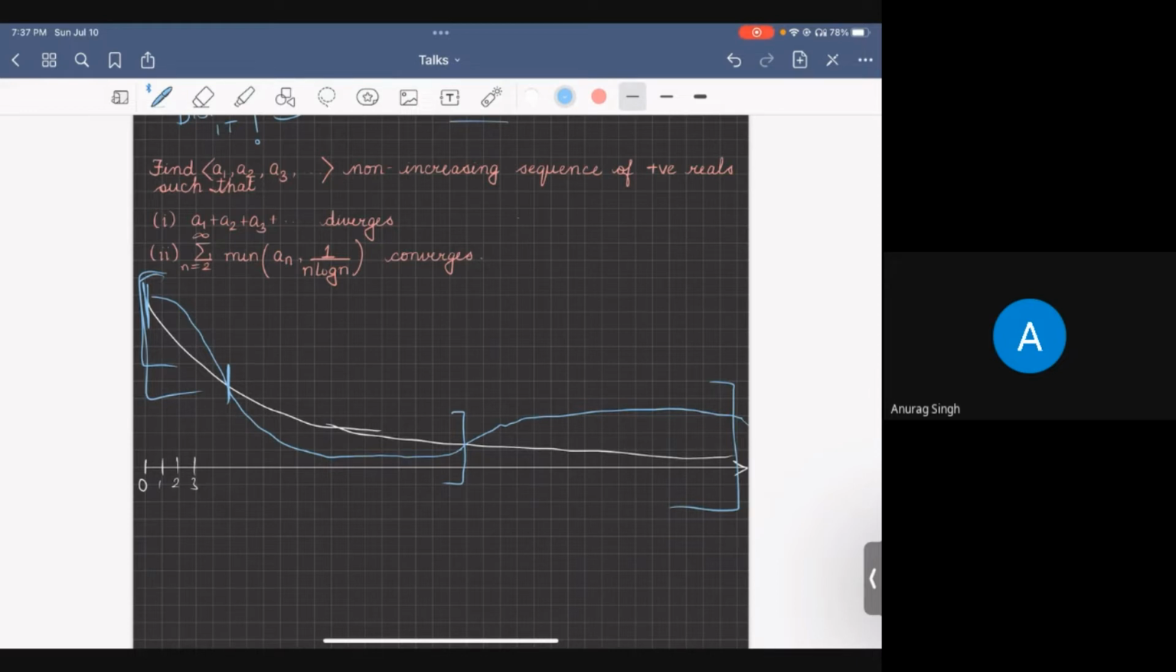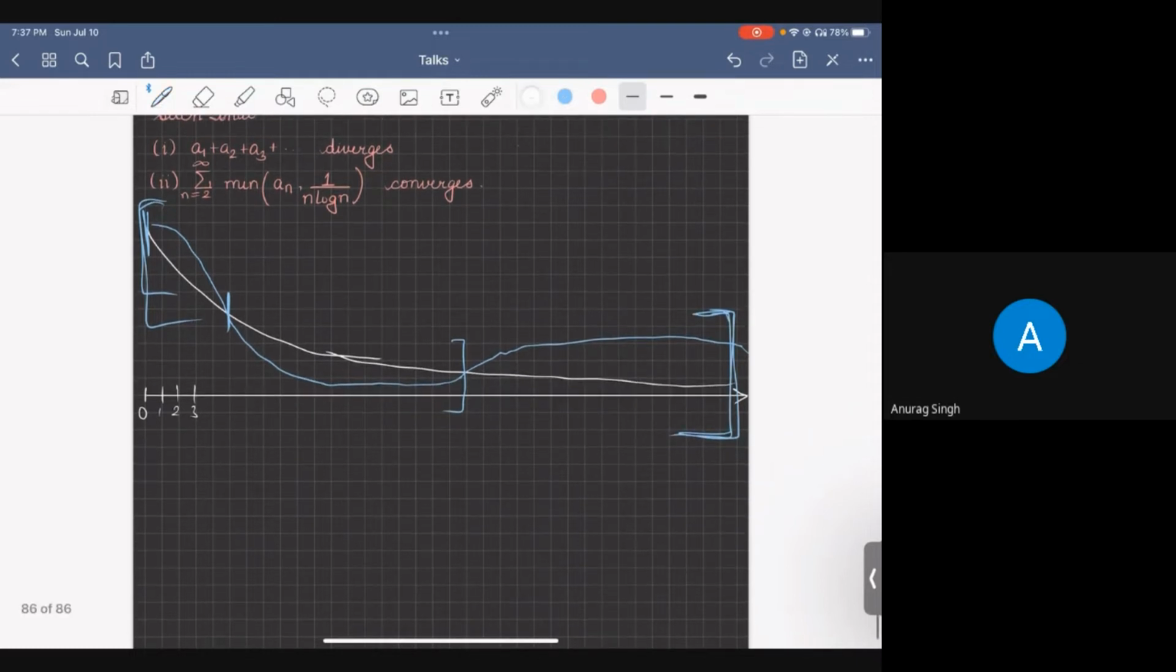So depending on where you cut it off, the density, so maybe for two terms, 1/(n log n) is the min. And then for the next, I don't know, 8 terms, a_n is the min. And then for the next, I don't know, 100 terms, 1/(n log n) is the min. The next, maybe I can just take 1,000 terms, again a_n is the min. Well, okay, maybe something even larger.